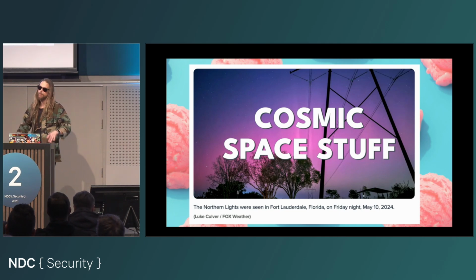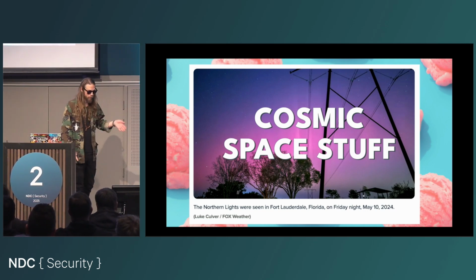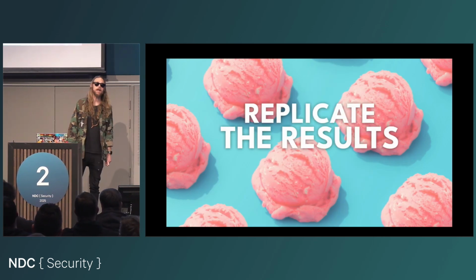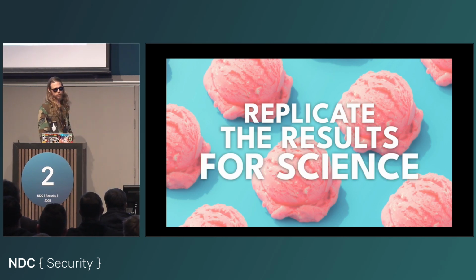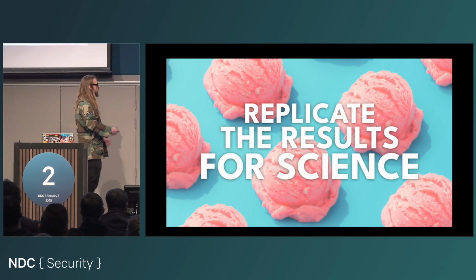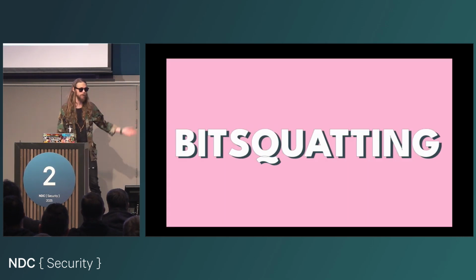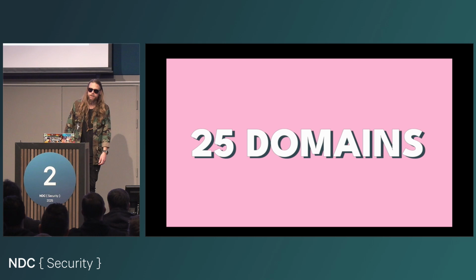Anyway, we promised you that we would talk about the cool stuff, the cosmic space stuff, because that was the whole intention why this project even started. I was so into space weather. That's cool. So now when we created Certainly, and we had that up and running, we wanted to replicate the results of the previous research, obviously for science. And we approached the methodology by using bit squatting, the Artem style. We registered about 25 domains that we bought.